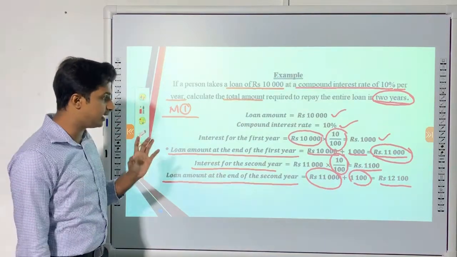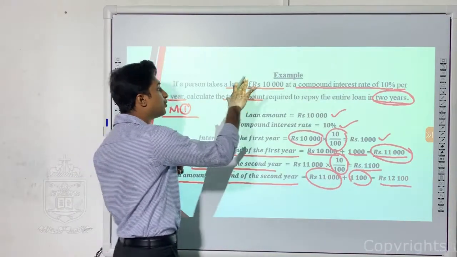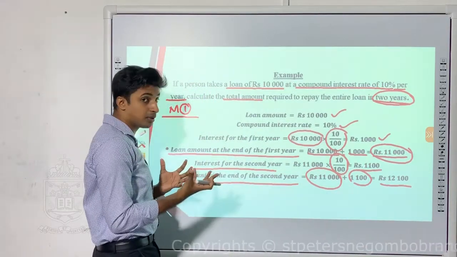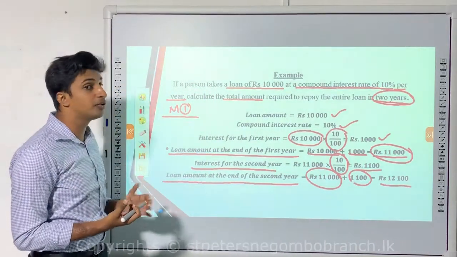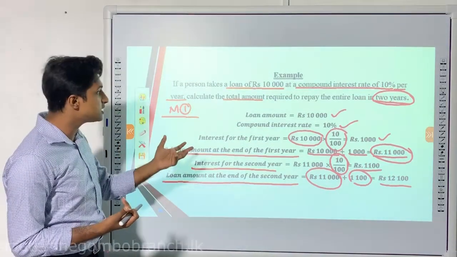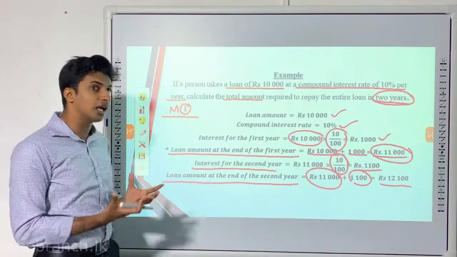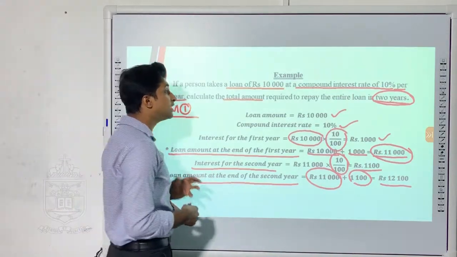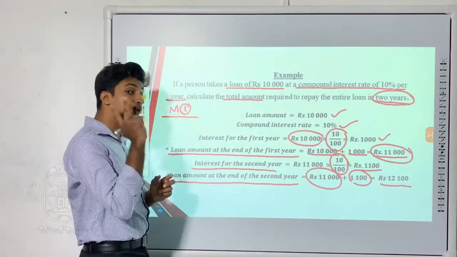I'm going to explain again. If a person takes a loan of rupees 10,000, that is the principal amount, the borrowed amount, at a compound interest rate of 10%, right? That is the compound interest rate per year. That is, this rate is calculated annually. Calculate the total amount required to repay the entire loan in 2 years. So we are talking about 2 years.